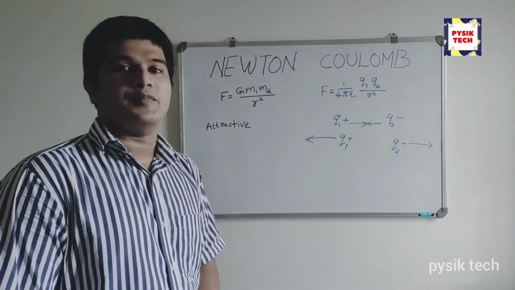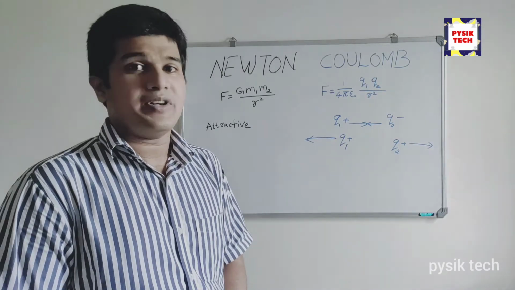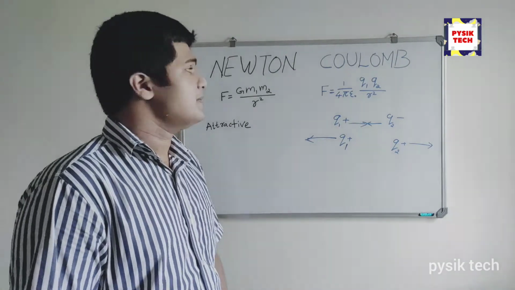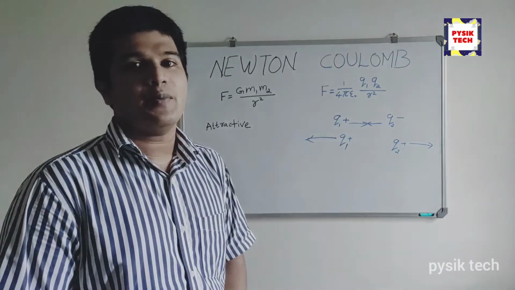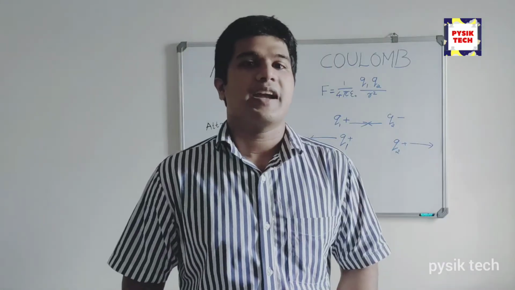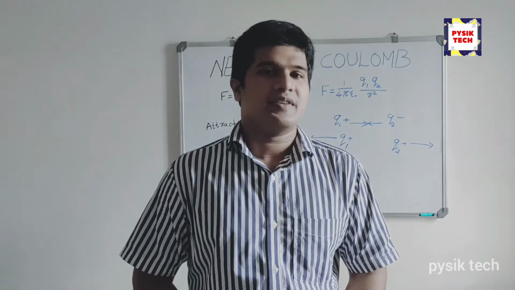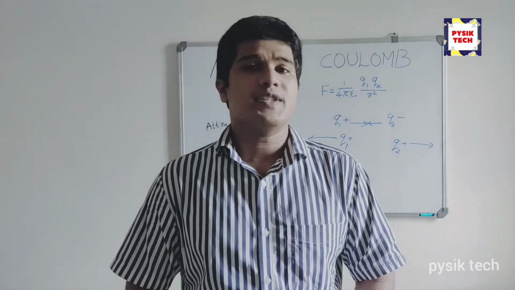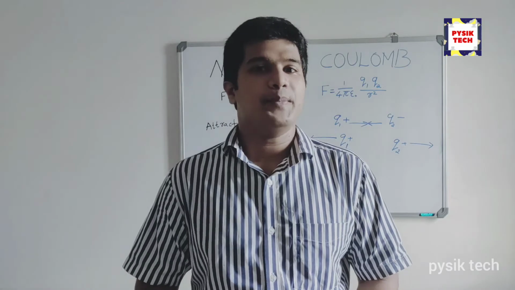Why? From Newton's law, the gravitational constant G is not dependent upon any medium, but in Coulomb's force, the value epsilon 0, that is called the permittivity of air, is dependent. If you are calculating the Coulomb's force in different mediums, the value of epsilon will change. Coulomb's force also changes and depends upon the medium.